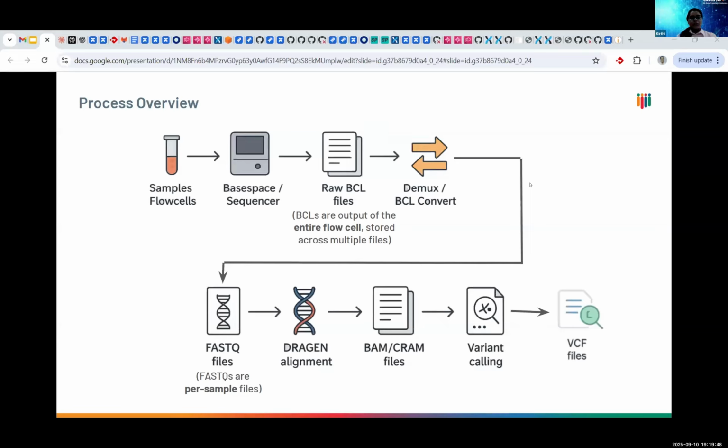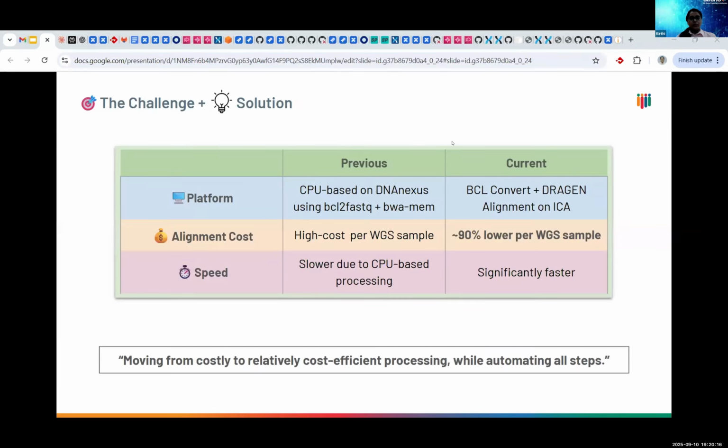So originally, the whole process implementation had two major problems. The first one was it was too slow, and the second one was it was too expensive. It was too slow because the whole process relied on CPUs based on DNAnexus. The BCL to FASTQ conversion and the BWA-MEM took a very large amount of time. And it was too expensive because each whole genome sample was costing a lot.